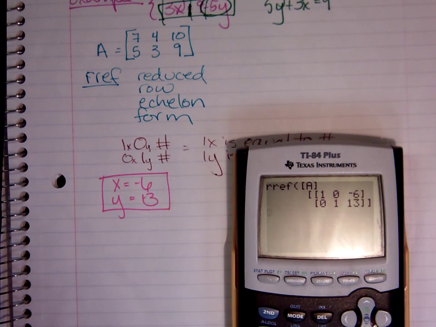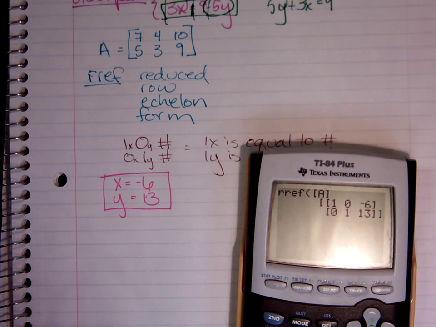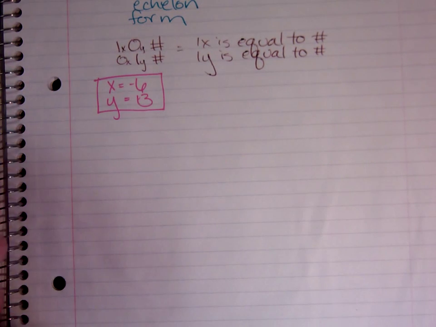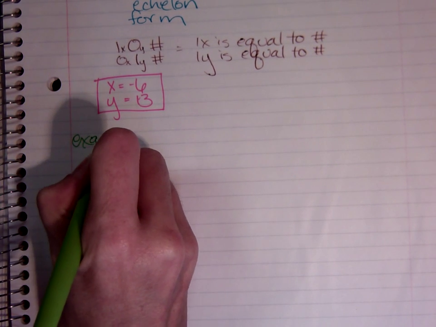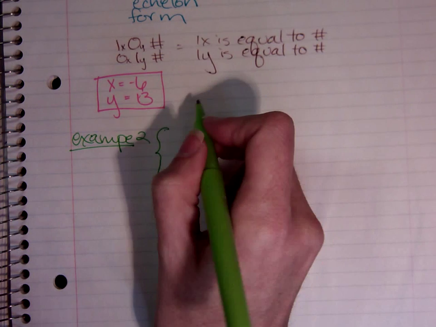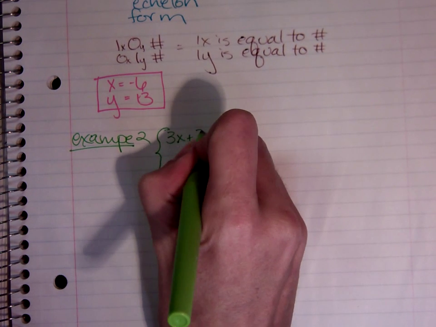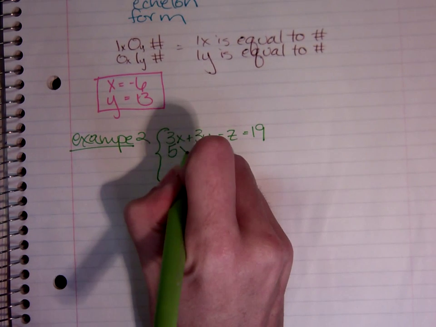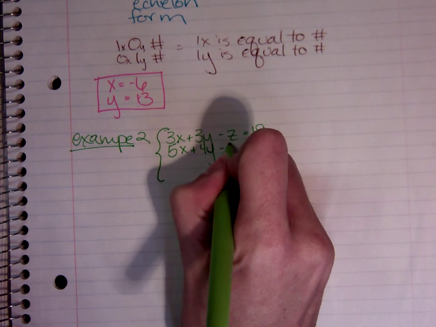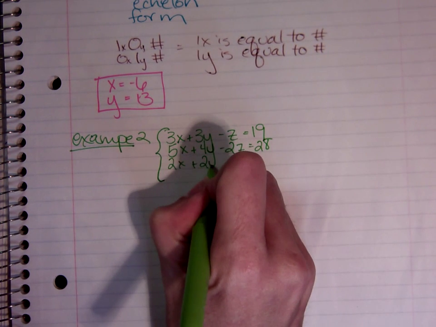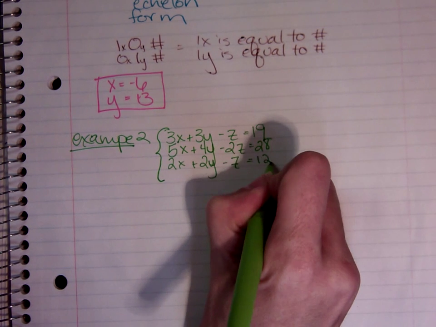So the systems are easy enough to solve by graphing or using substitution or any of the other methods we've looked at before. When this is really handy is when I have an equation with more than just the 2 variables we're used to looking at. So let's look at example 2 with 3 variables. 3x plus 3y minus z equals 19. 5x plus 4y minus 2z equals 28. 2x plus 2y minus z equals 12.